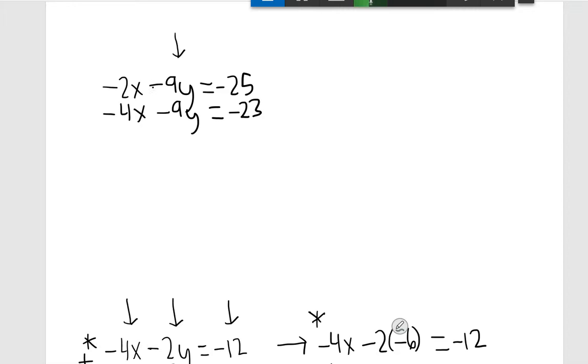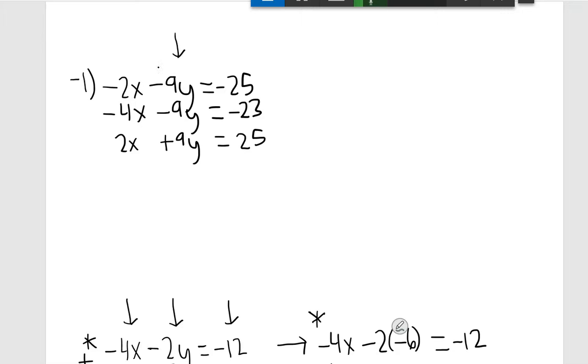If one of those were a positive 9y, when we add positive 9y and negative 9y together, that would drop out. So we can make this negative 9y a positive 9y by multiplying it by negative 1, which means that we are going to multiply everything in the top equation by negative 1. So that'll give us a positive 2x, a positive 9y, and a positive 25. Okay, so we had to multiply everything in the equation by the same thing to keep it equal.